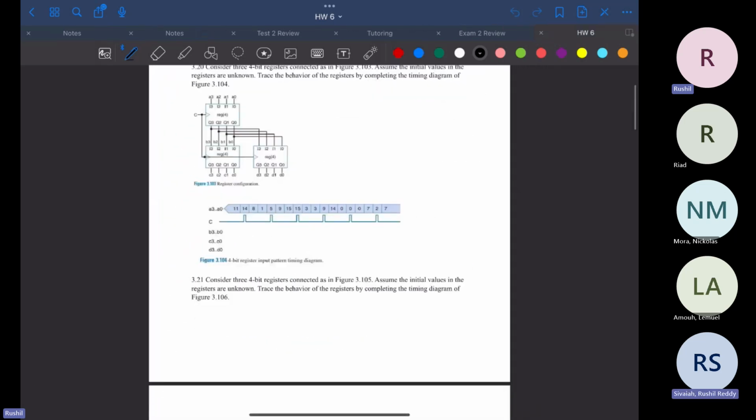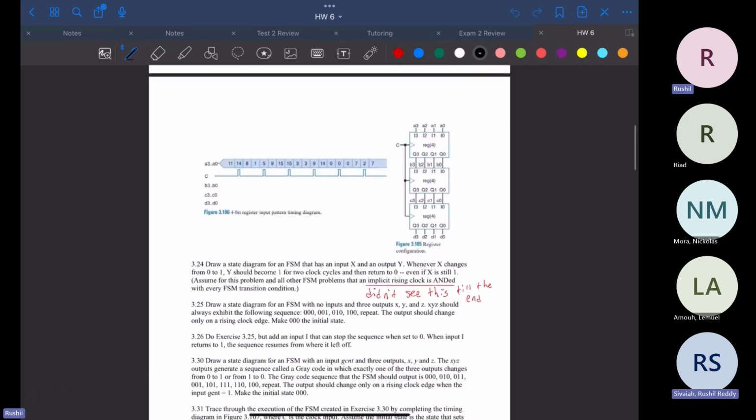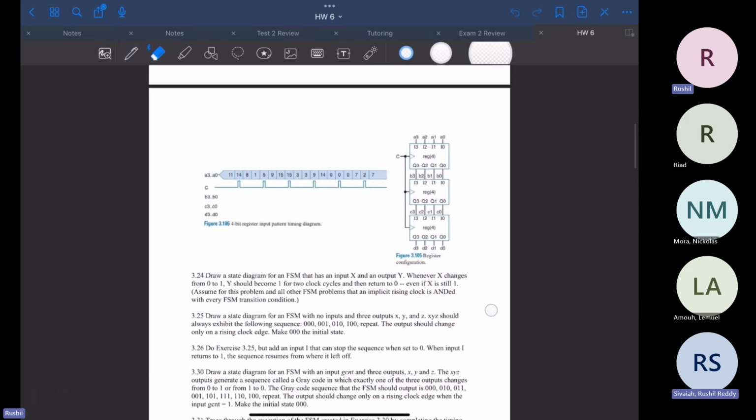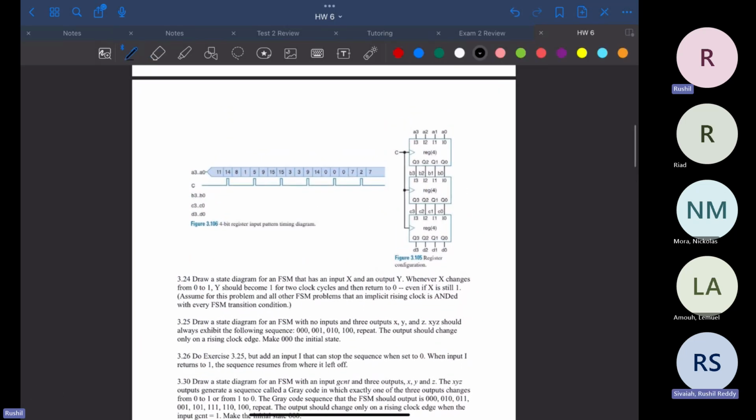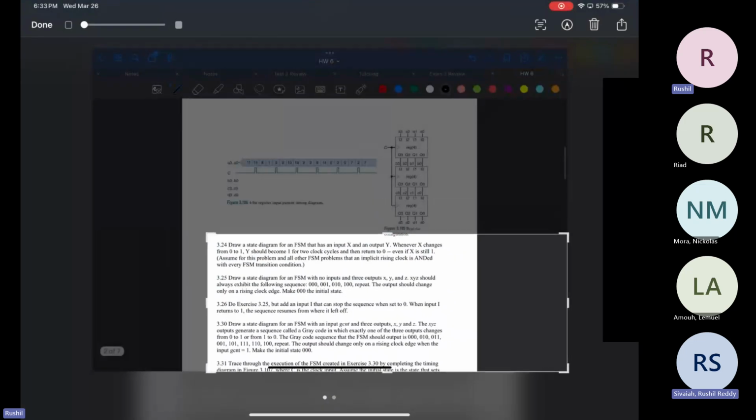Oh no, not homework 5. I'll go to homework 6. Then I'm gonna erase this because it makes me look stupid. Okay, well, we'll do 3.24.